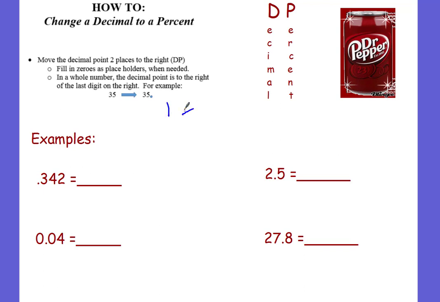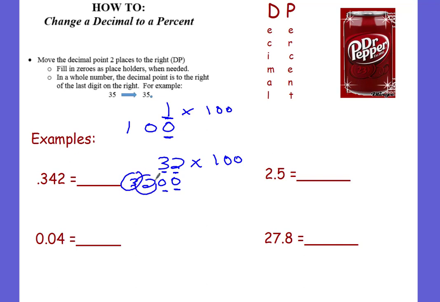So if I have 1 times 100, what do we get? We get 100. So I started off with a number in the ones place, and how many place values did I increase? I increased 2 place values. I increased tens to the hundreds. If I have 32 and I multiply that by 100, what do I get? Right, 3,200. So 32 had 2 place values. And how many did I increase by? I increased by 2 place values.